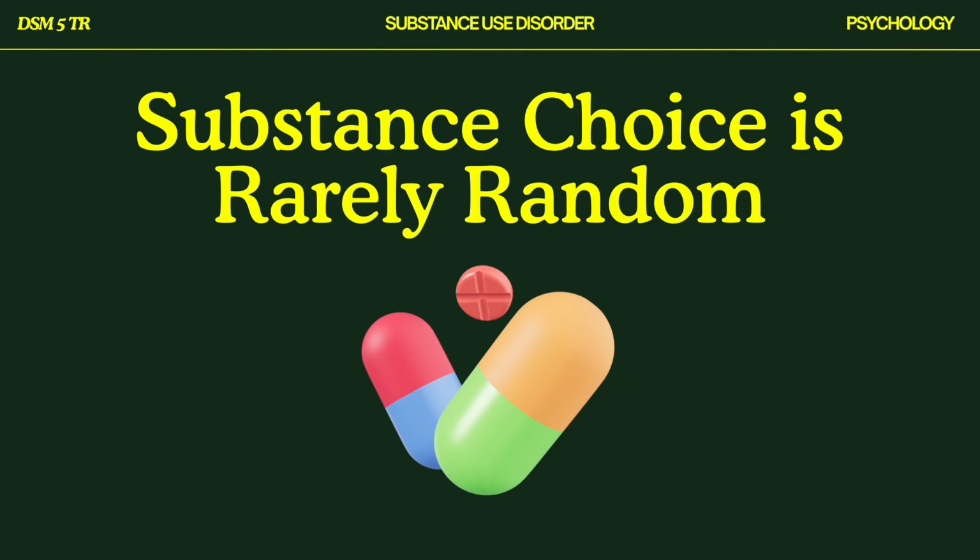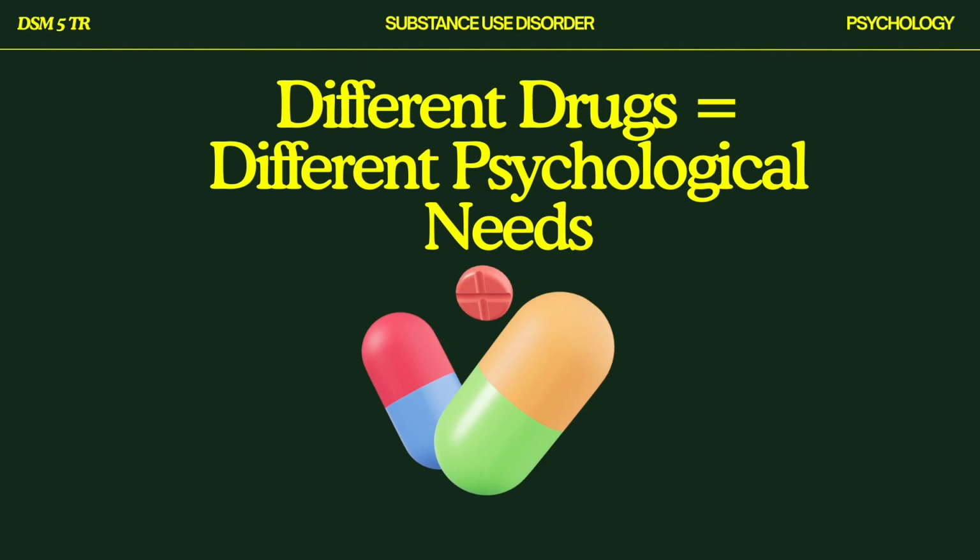So another thing about substance choice not being random is because different substances produce different effects on people's emotions. So they tend to choose substances that match their unmet needs. So with that being said, different drugs mean different psychological needs. This idea comes from understanding addiction as a form of self-medication. People tend to use substances that create the specific mental or emotional effects they are lacking or trying to escape.